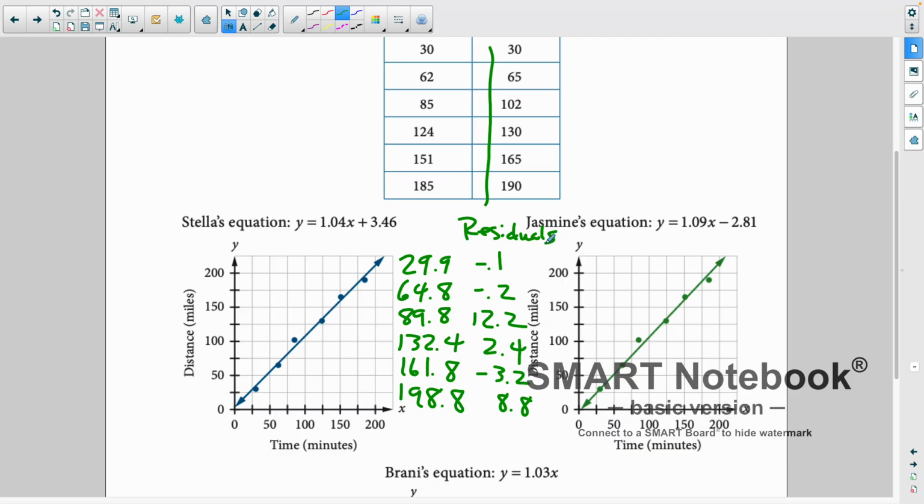If you notice, the first two are negative 0.1 and negative 0.2. Is that pretty close? Yeah. That's not very far off. What did we talk about, how she came up with her model yesterday? She used the slope between this point and this point. So if I use those points, wouldn't those be pretty accurate to my actual? All right? So that's what we're seeing. But we see 12.2, that's pretty far off. We see 8.8, that's pretty far off. Those are these right here. All right? So that's what's taking place.